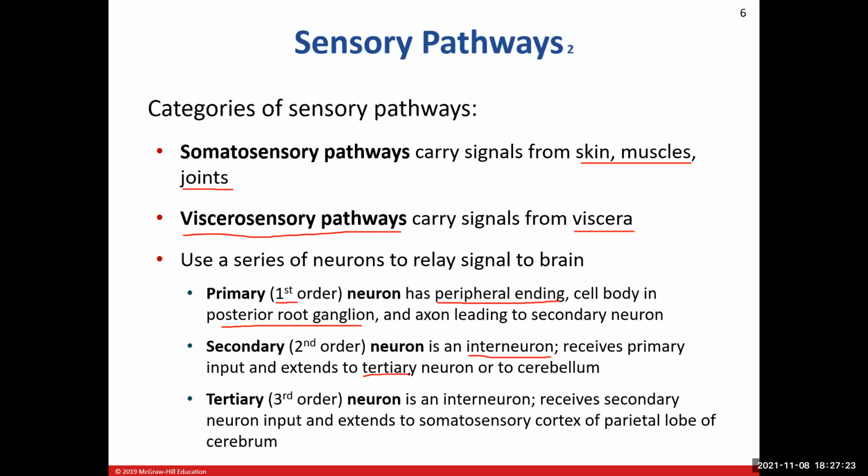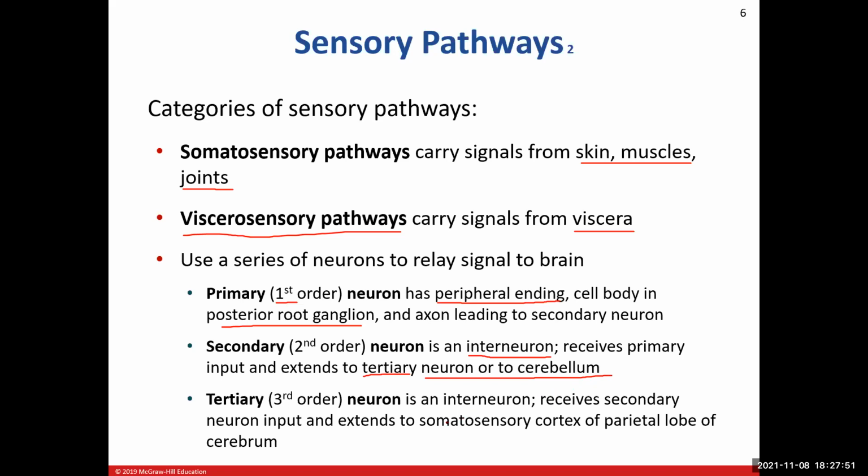So the tertiary neuron most times will be found in the thalamus, for example, but sometimes we don't go to the thalamus. Instead, we might go to the cerebellum, and that might be the end of that specific sensory pathway. And we'll discuss that because that's true. Sometimes we just have two neurons in our chain. If we're not going to the cerebellum, our secondary neuron is going to synapse onto the tertiary neuron.